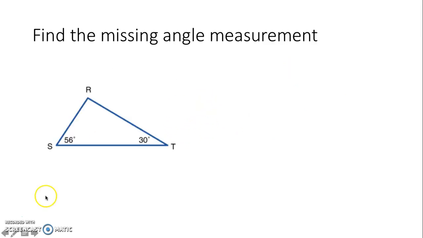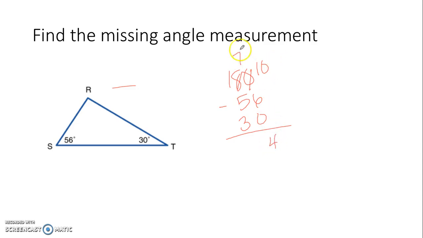All right, and the last one that we're going to be doing together before you try a couple on your own is going to be a triangle with 56 degrees and 30 degrees. So you have 180 minus 56 minus 30. Okay, so we once again have to borrow. 10 minus 6 is 4, and then 7 minus 5. We're going to have to borrow again. So 2, 17, and 17 minus 5 minus 3, or you can say 17 minus 8 is 9. So our missing angle measurement is 94 degrees.